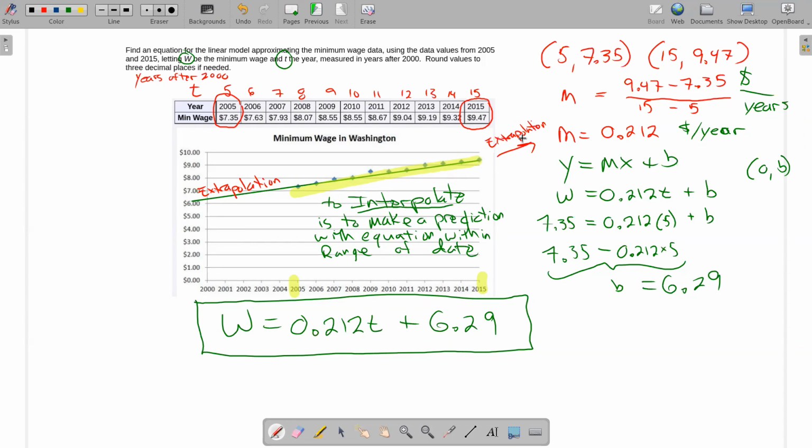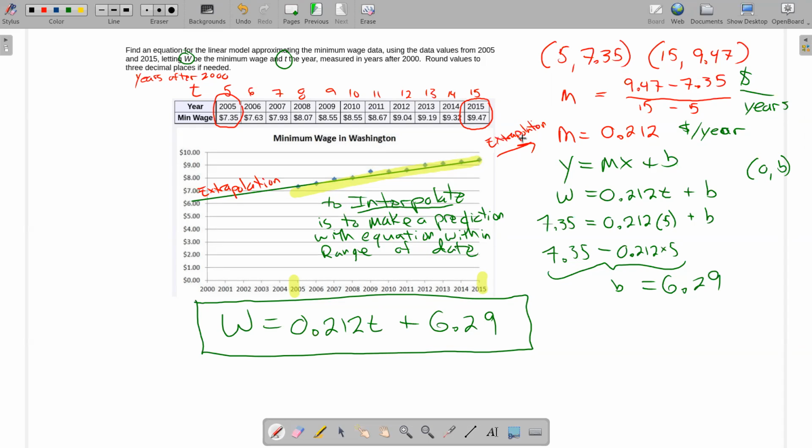Is it safe to extrapolate? A little bit. If your line is pretty tight to the points, you can go a little ways either side, but you don't really know what's going to happen in the future. You can just make a guess. So it would be an educated guess.